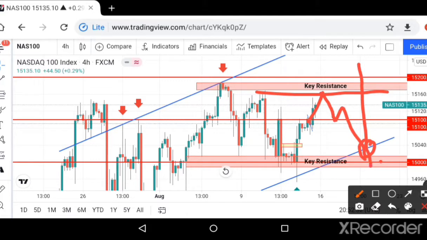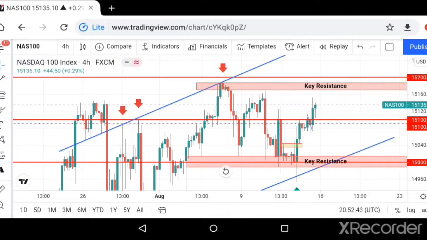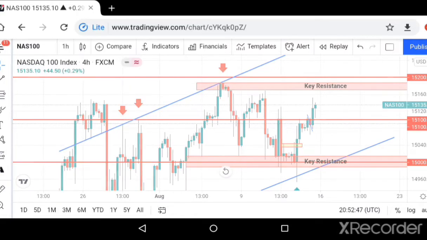But you don't have to stress if it breaks and you're not in the trade. Relax. You wait for the pullback. The market will come back and pull back. Then after the pullback, you enter your trade to the downside. Okay, now let me go to the smaller time frame so that I can break it down for you to understand what I'm saying.